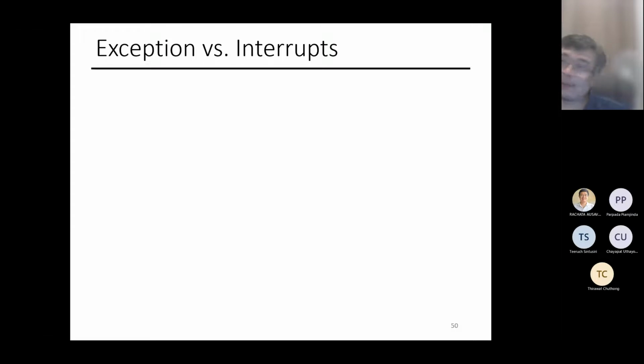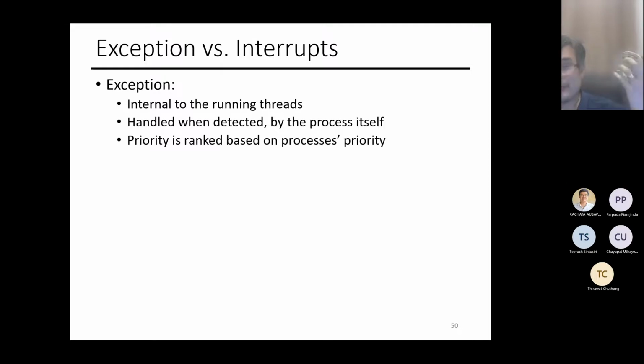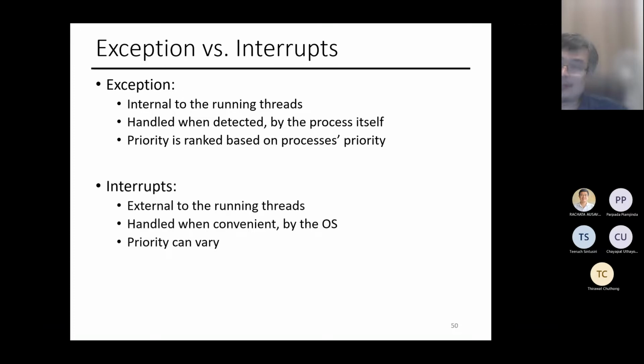So a quick recap on exceptions. An exception is internal to the running thread. As you run your program, if you detect an exception, the processor would handle that. For example, you can use try and catch to test for exceptions. And the priority is ranked based on the process priority. Interrupts are external to the running thread. For example, I hit the power button. I send an interrupt to the running program, saying, hey, I want to shut down the computer. This is handled when convenient, and it is actually done by the OS, and priority again varies.